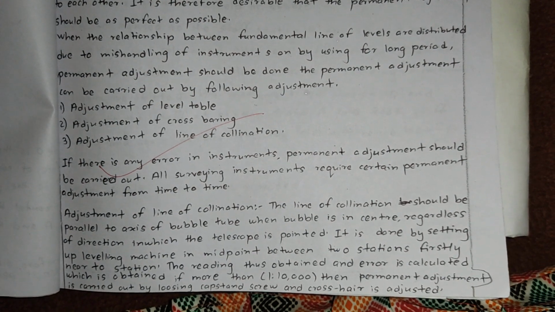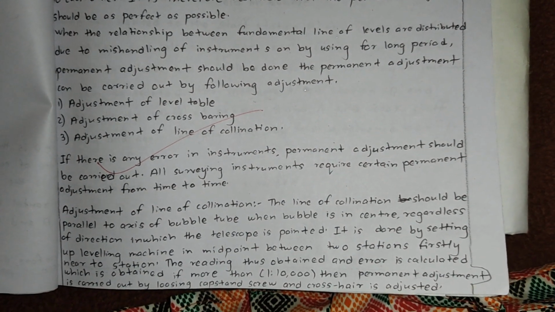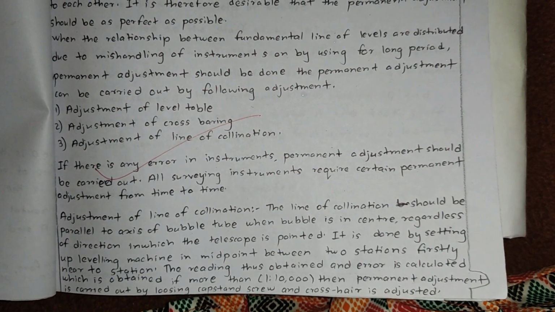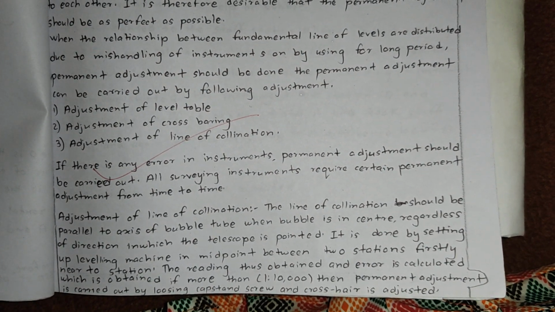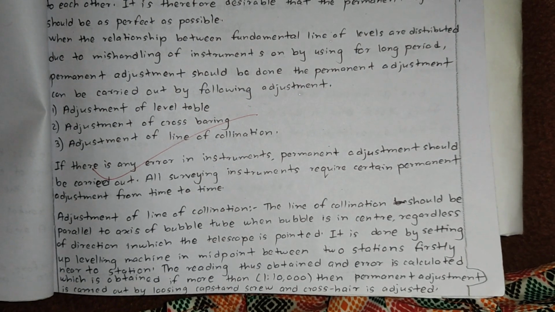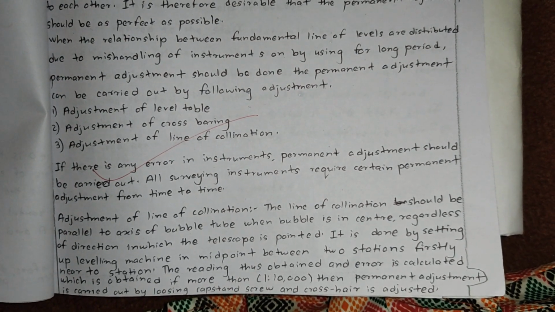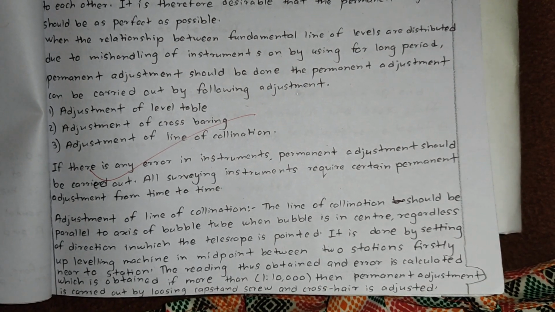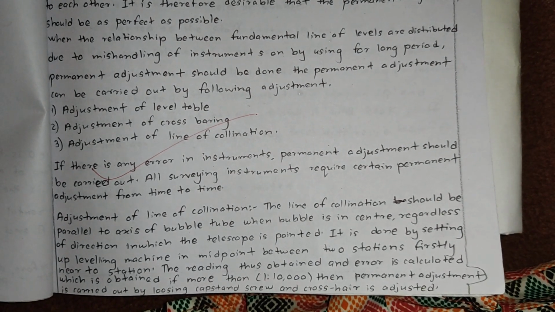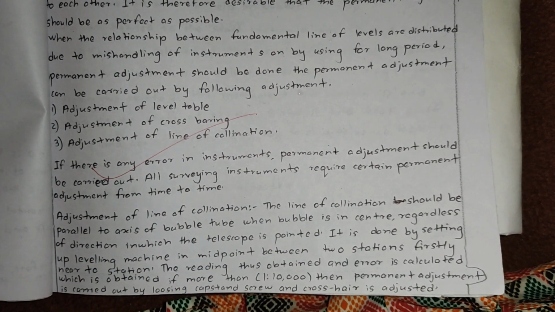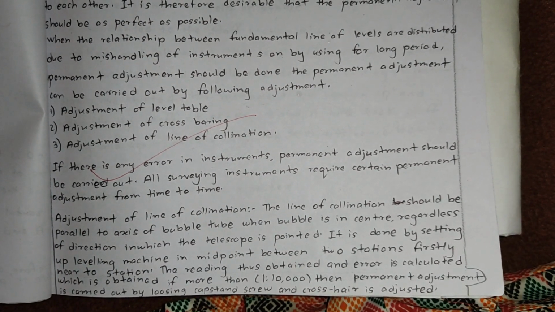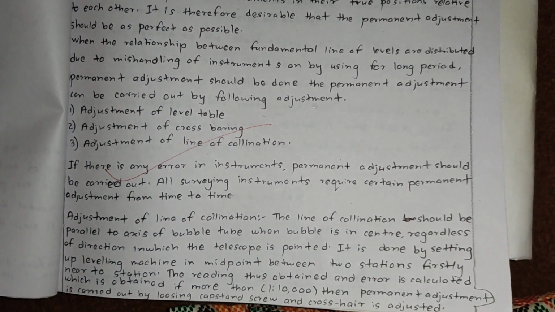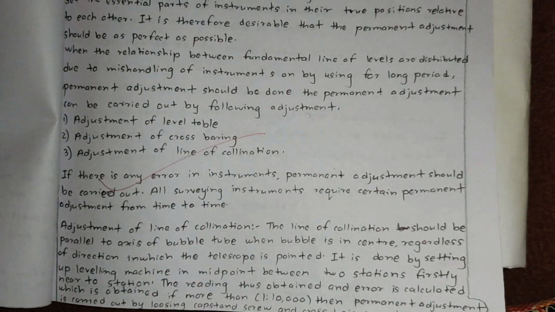Adjustment of line of collimation. The line of collimation will be parallel to the axis of the bubble tube when the bubble tube is in the center, regardless of the direction in which the telescope is pointed. It is done by setting up the leveling instrument at the midpoint between two stations, firstly near to the station. From the readings thus obtained, an error is calculated, which is acceptable if not more than 1 in 10,000. Then permanent adjustment is carried out by loosening the capstan screw, and the crosshair is adjusted.